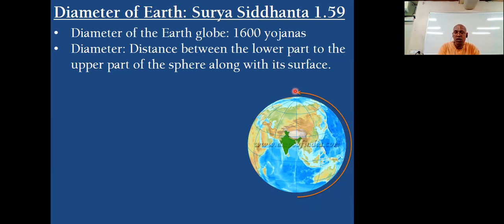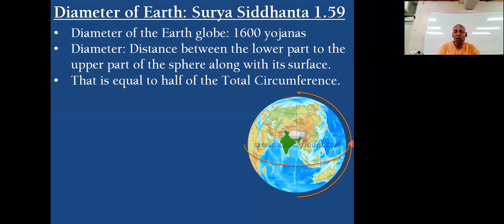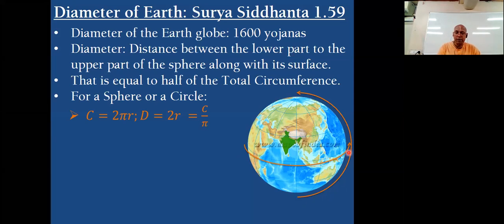That is how Surya Siddhanta indicates the diameter of Bharatkhanda. Or you can start on one side and go to the other side. Whatever distance you covered, that is the diameter. So this is equal to half of the total circumference. According to our normal understanding, the distance covered from here to here is half of the circumference. For a sphere or a circle, circumference is equal to 2 pi r, then diameter is 2r, which equals C by pi.